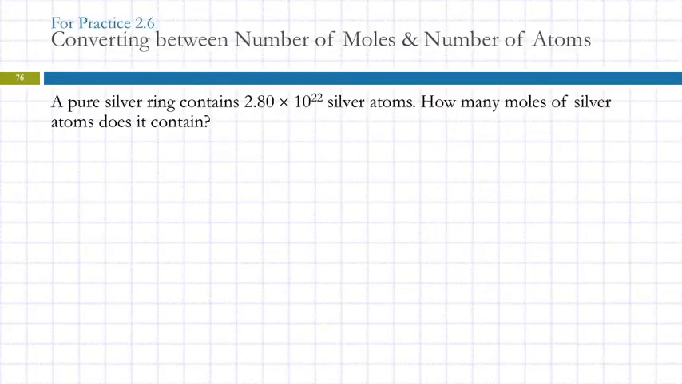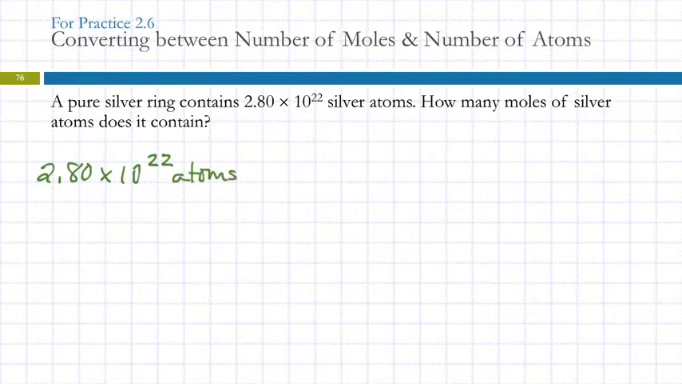So a pure silver ring contains 2.8 times 10 to the 22nd silver atoms. How many moles of silver atoms does this contain? We're going to approach this as dimensional analysis. So we've got one number given. That must be where we're starting. 2.80 times 10 to the 22. The unit there is atoms.